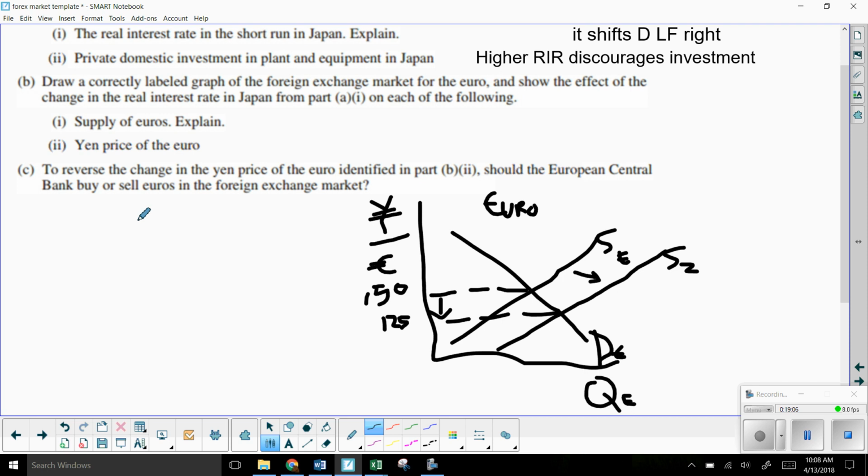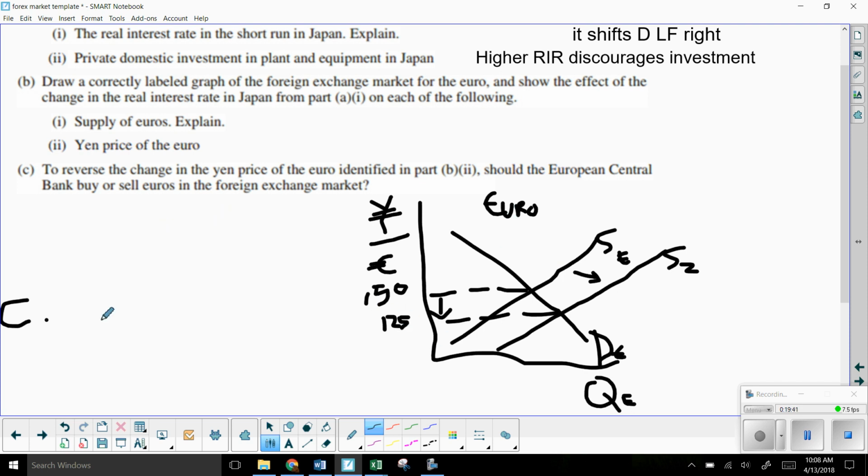Okay? To reverse the change in yen price of the euro, should the European Central Bank buy or sell euros in the foreign exchange market? So if we think about part C here, what are we going to say to that? Let's look at what happened to the euro. Did it get more expensive or did it get cheaper? The price of a euro went down. If the price of bananas went down, bananas got cheaper. So euros are cheaper, right? When you're confused about the currency, just substitute in some kind of fruit or cheeseburgers or haircuts or whatever you want, and you can kind of figure out what's happening with that price of 1 euro.